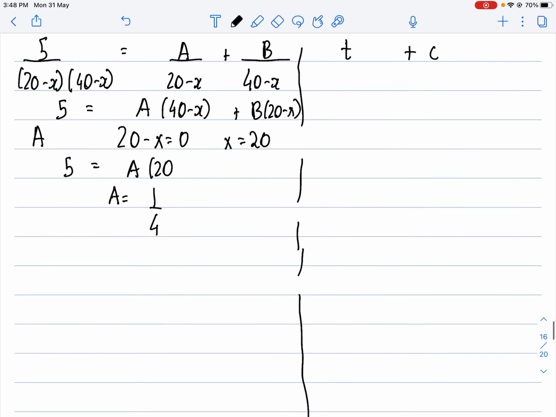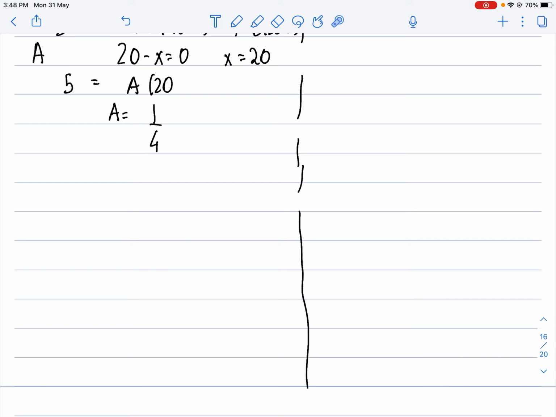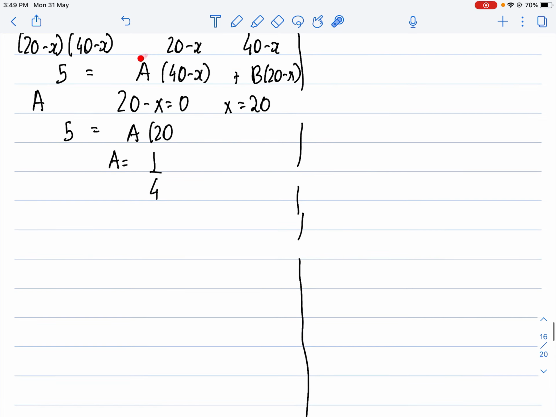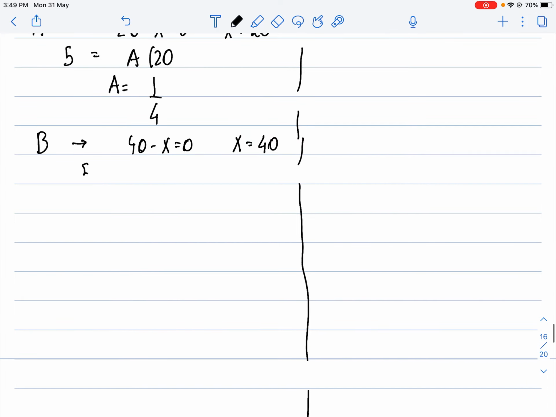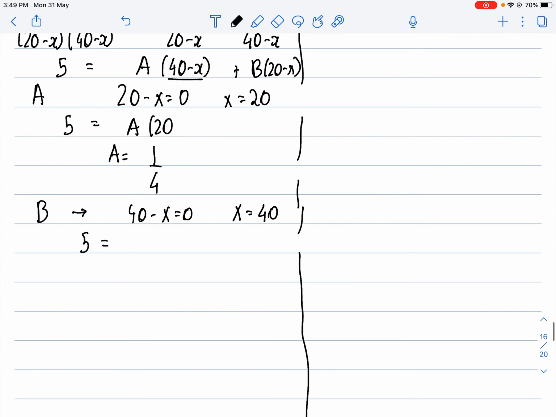Now I need to find b. For finding b, I know this full part needs to be 0, so 40 minus x needs to be 0. So I can simply say x equals 40. So 5 equals b into (20 minus 40) here. 20 minus 40 is simply minus 20, which gives me b as minus 1 over 4.